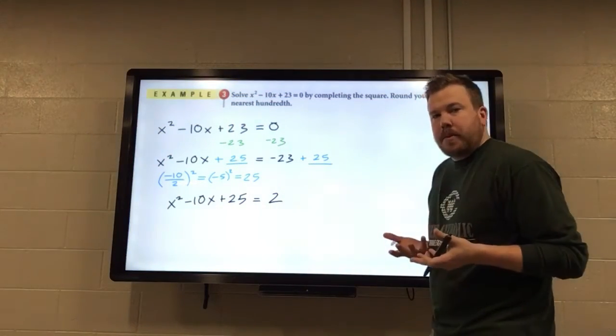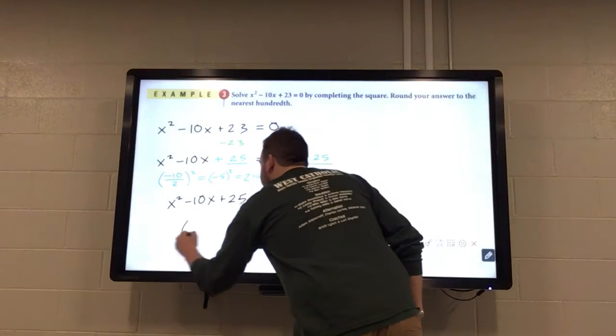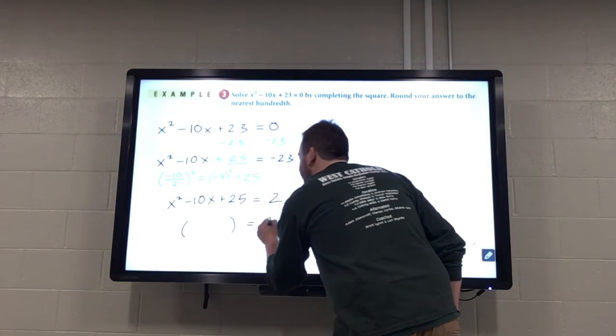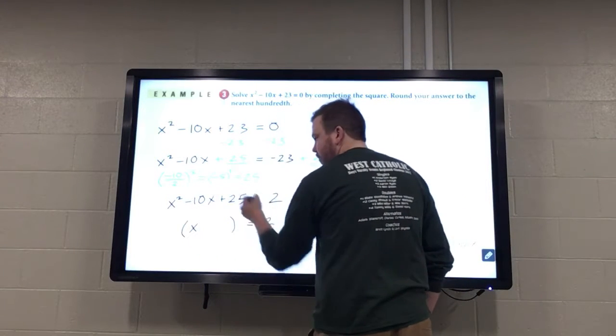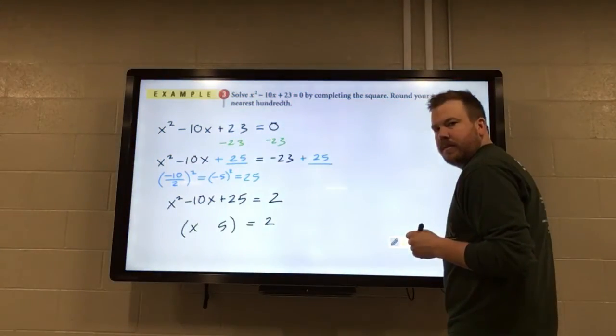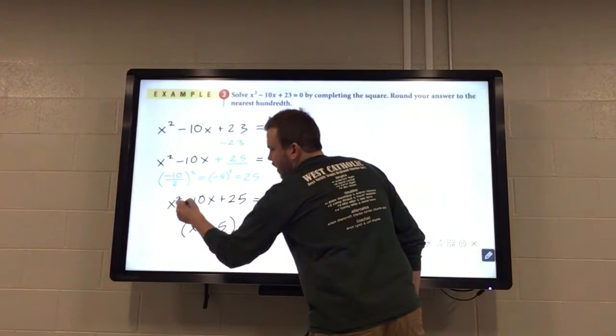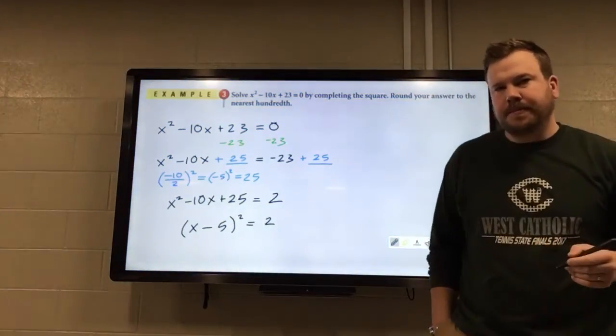Now the whole point of writing that perfect square trinomial is so we can easily factor. Again, to factor a perfect square trinomial, we make one set of parentheses. We take the square root of the first term, the square root of x squared is x. We take the square root of the last term, the square root of 25 is 5. And then we steal this sign right here, so this will actually be a minus. So x minus 5 squared.